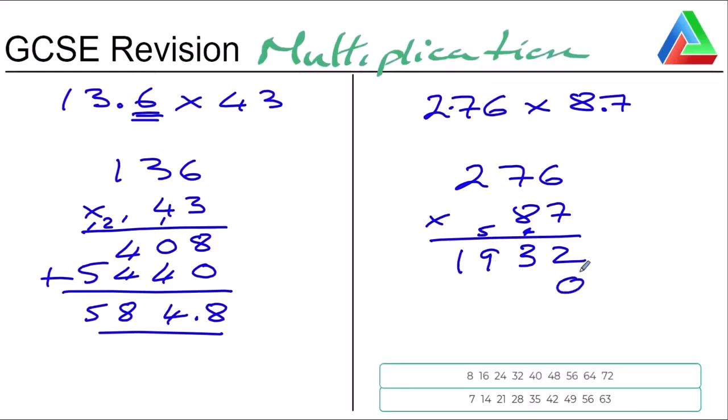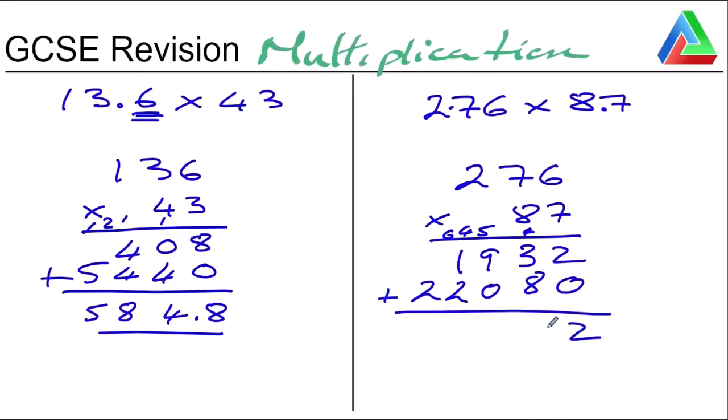8 6s are 48, put down the 8, carry the 4. 8 7s are 56 and 4 is 60. Put down the 0, carry the 6. 8 2s are 16 and 6 is 22. Just be careful with your carries. Don't get mixed up from your previous ones.